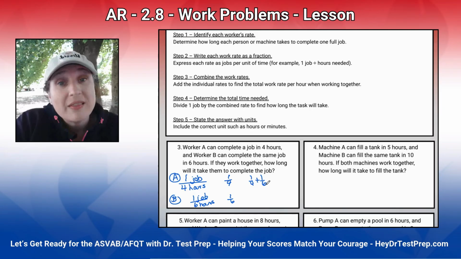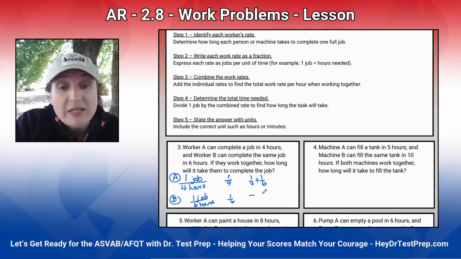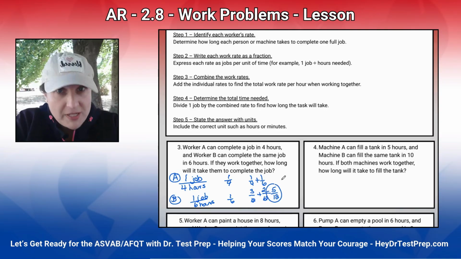Now, this goes back to adding fractions. We need to have the same denominators. 4 times 3 is 12. 1 times 3 is 3. 6 times 2 is 12. 1 times 2 is 2. So we know that every hour they get 5/12 of the job done.